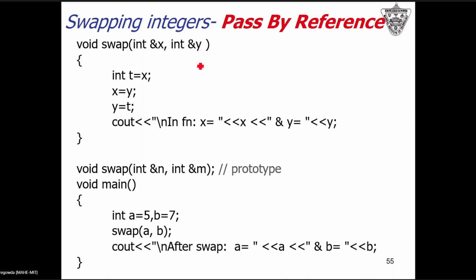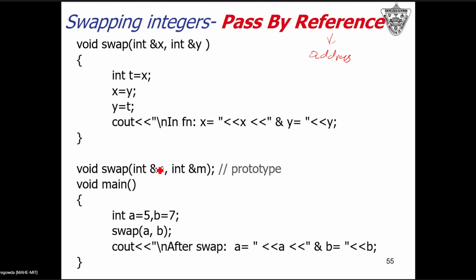In certain applications, we want to let the functions operate on the original value. For that, we are going to use the pass by reference method. Instead of passing the values, we are going to pass the references, that is nothing but the address of the variables. The same example I am using here.